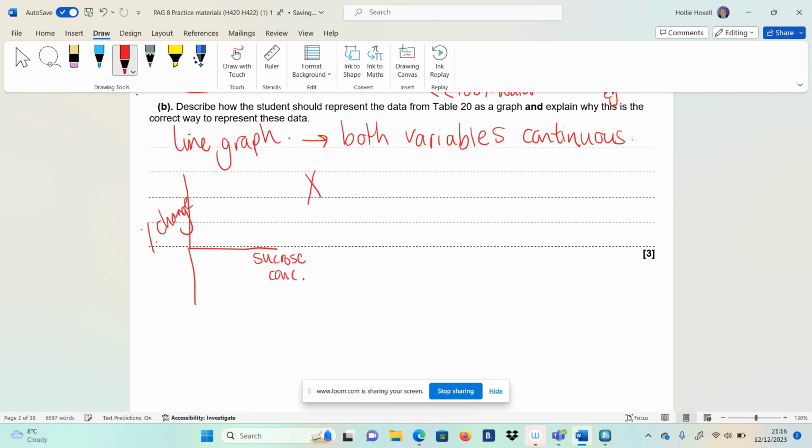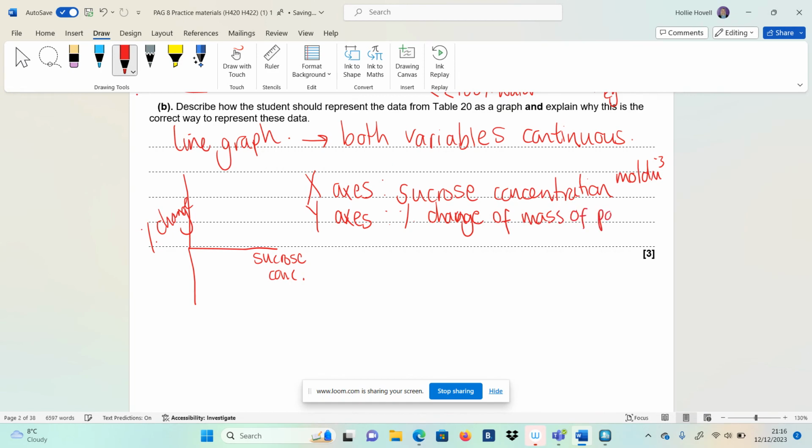So we could say on the x-axis here, we've got our sucrose concentration. Always good to put units. They haven't put them on this mark scheme, but it's a good habit to get into. So moles per decimeter cubed. And then on the y-axis, percentage change of what? I always simplify it to percentage change, but you can't just say percentage change. That's me just saving time. So percentage change of the mass of the potato. Okay.